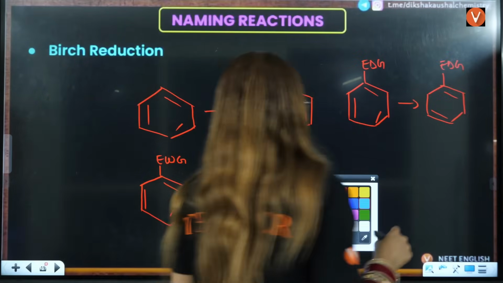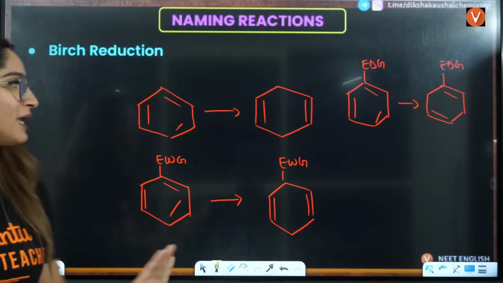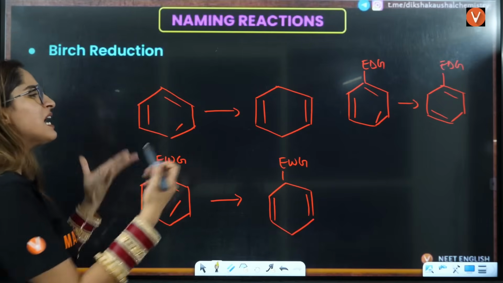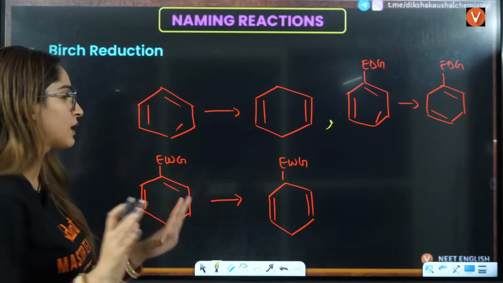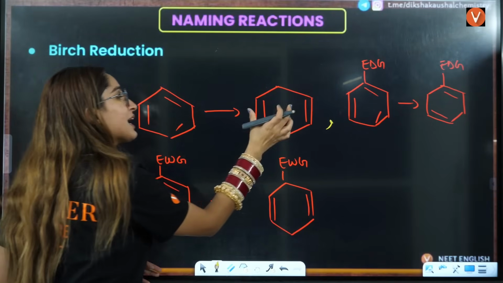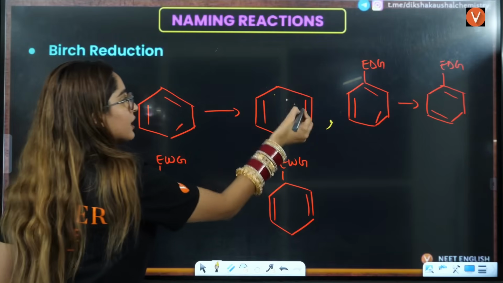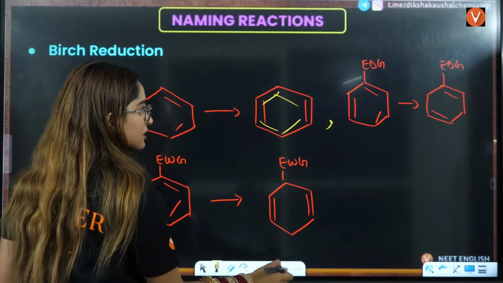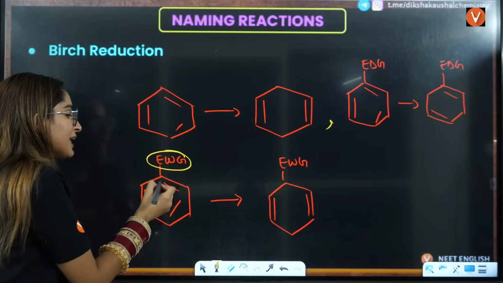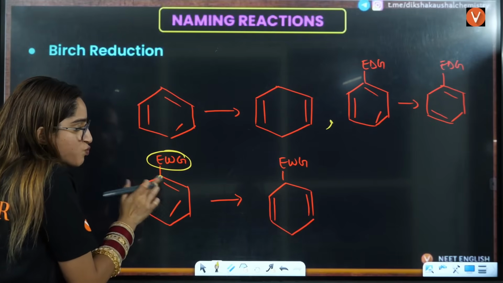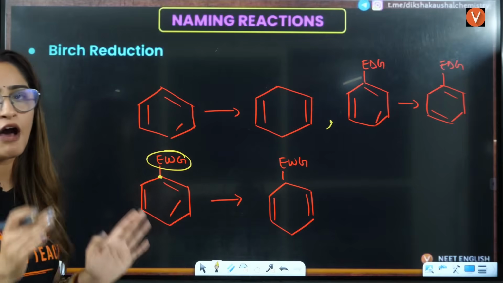Next is Birch reduction in aromatic compounds. What will happen in aromatic compounds? Simply, these are the aromatic compounds. We add the same reagents, liquid ammonia, sodium, lithium. One pi bond will break and the two double bonds will be opposite to each other. They can be in any position, here and here, any position. But when you have an electron withdrawing group, the double bond takes the position that leaves one position in between.